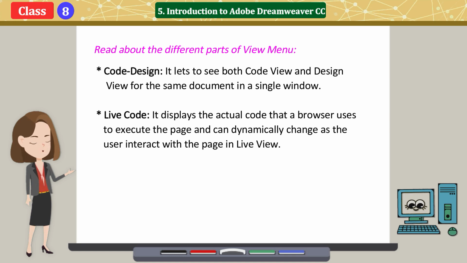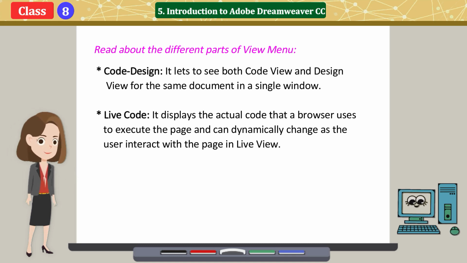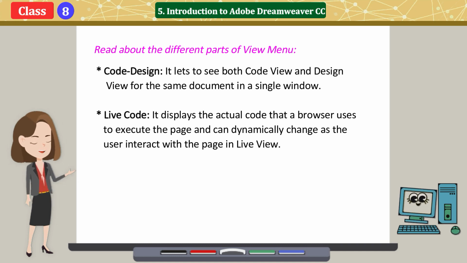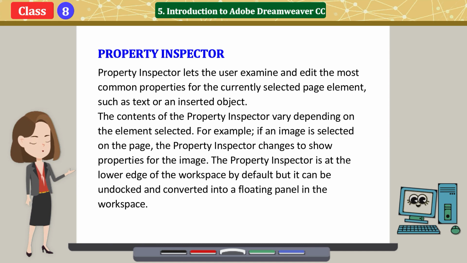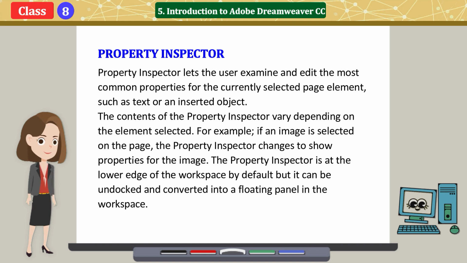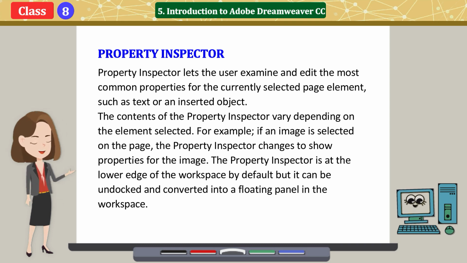Live code. It displays the actual code that a browser uses to execute the page and can dynamically change as the user interacts with the page in live view. Property Inspector. Property Inspector lets the user examine and edit the most common properties for the currently selected page element, such as text or an inserted object.